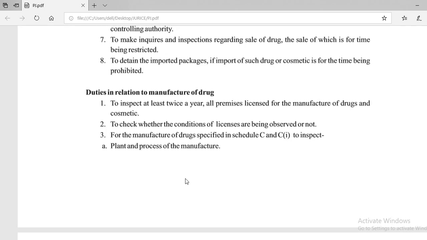The plant is the production unit. At that production unit, the actual drug will be manufactured on a larger scale for selling, for import, for export, etc. To inspect the plant and the process of manufacturing, this is the duty of the drug inspector in case of manufacturing.